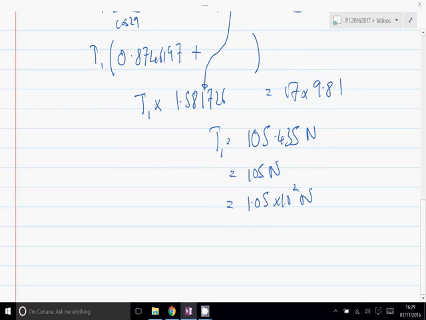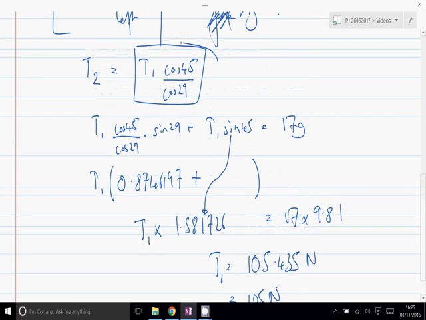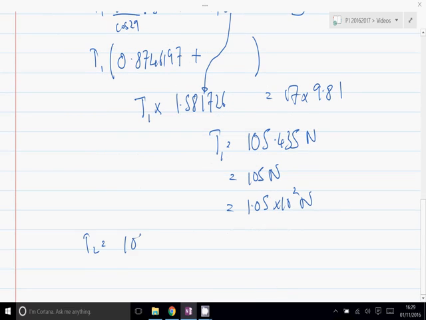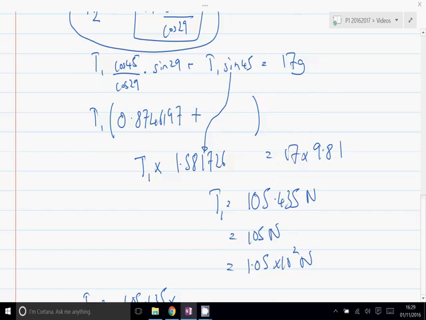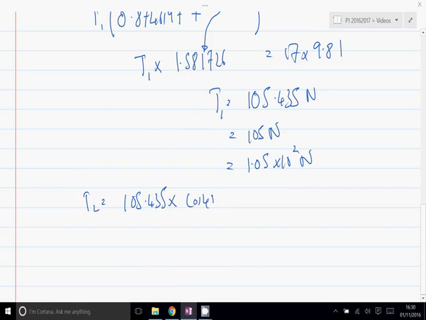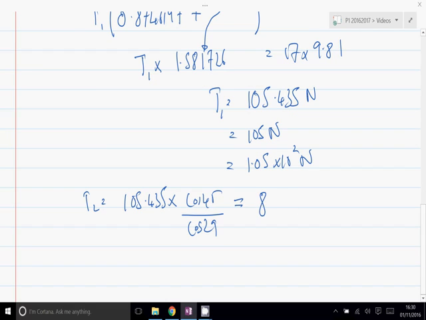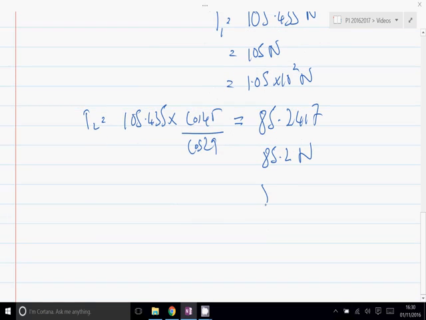Now, if I want to get T2, I can just plug it back in this equation here. So T2 equals 105.435 times cosine 45 over cosine 29. So all I've got to do is times cosine 45 equals divided by cosine 29 equals. So it's 85.2417. Notice the sequence. 85.2, which is 8.52 times 10 to the 1 newtons.